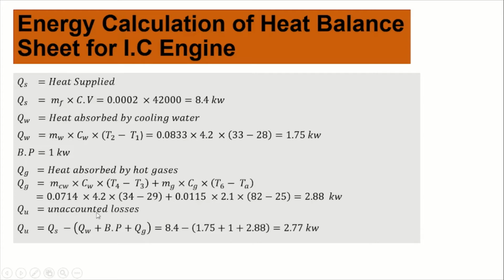Our unaccounted loss means the valve timing loss, some crank mechanism loss, and pumping loss. These losses are calculated as the total heat supply minus the heat consumption by water, the power developed by the IC engine, and the heat consumption by the hot gases. So we get the unaccounted losses as 2.77 kilowatt. From that data we have prepared the heat balance sheet.